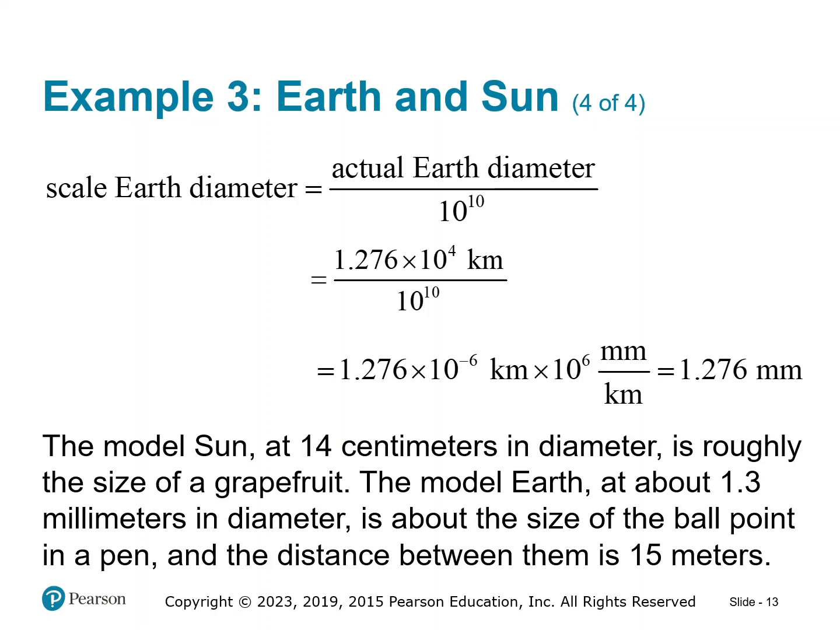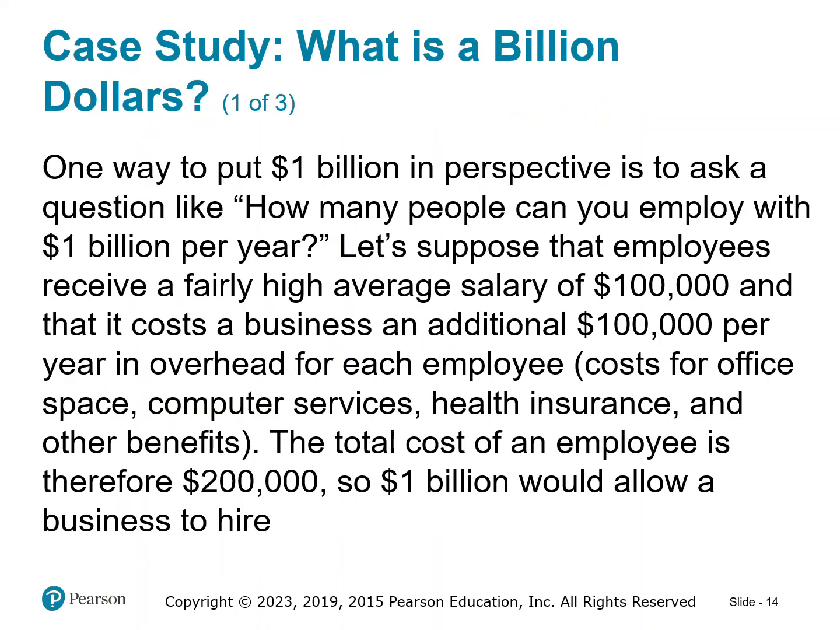It turns out the model Sun at 14 centimeters in diameter is roughly the size of a grapefruit. The model Earth at about 1.3 millimeters is about the size of the ballpoint inside a pen, that little roller ball. That's how big the Earth would be. Distance between them is 15 meters. All right.